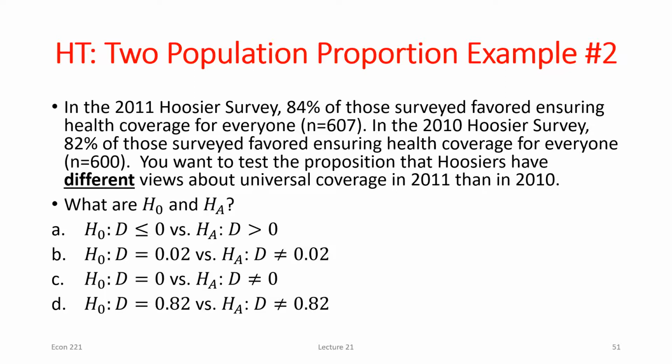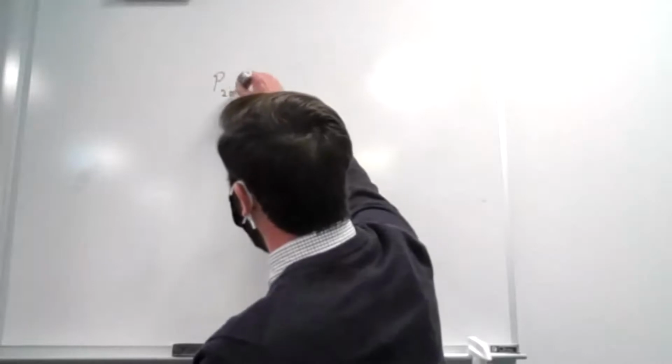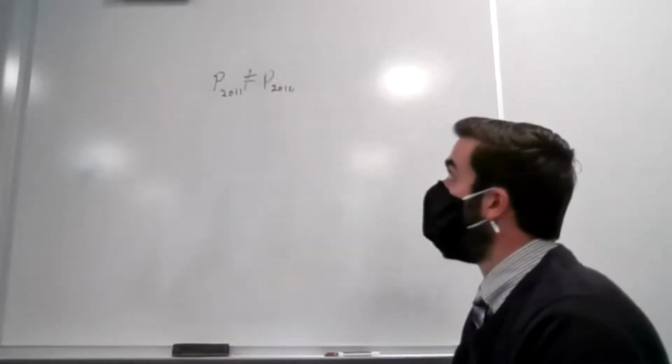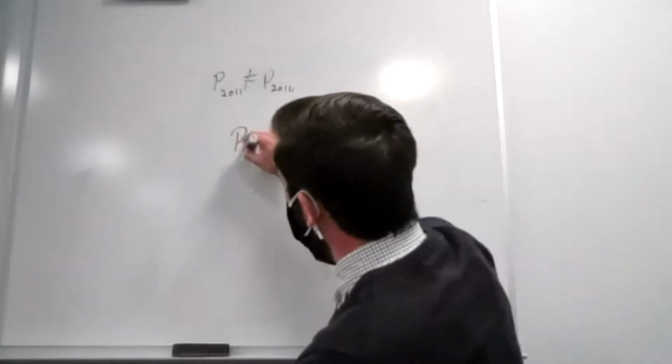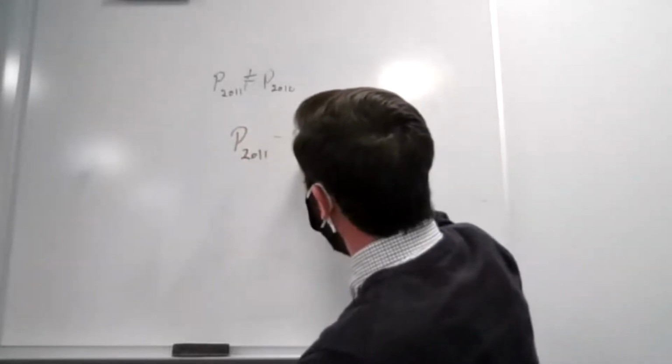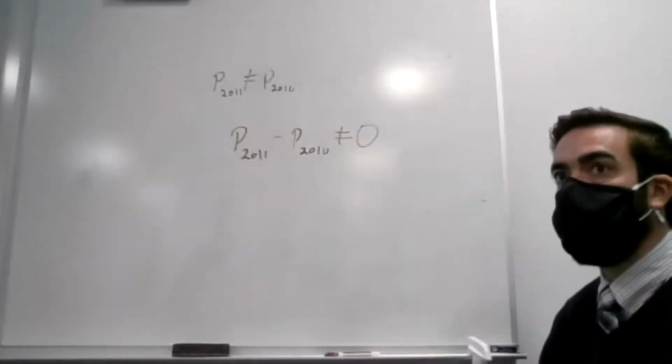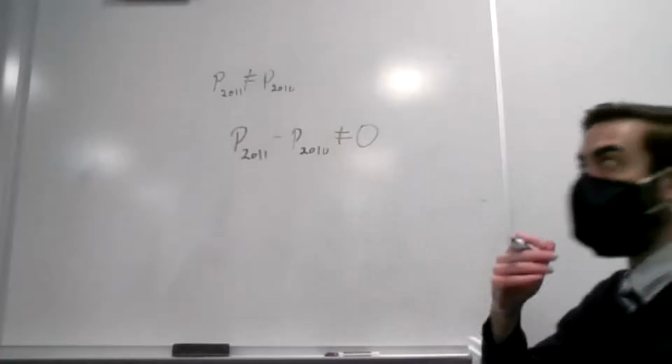Well, if the confidence interval said 0 was one of the possible answers, we should be failing to reject it here, right? Because if we're testing for whether or not these views changed between 2011 and 2010, what we're really saying when we said, have they changed, is that proportion in 2011 not equal to that proportion in 2010? Which, if we rearrange that, we're just saying, is the difference between 2011 and 2010 any value other than 0, right? Or not equal to 0?